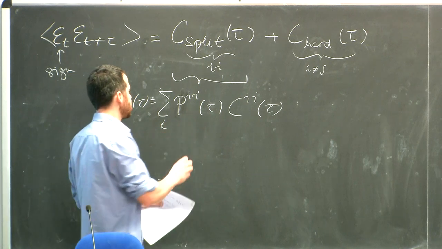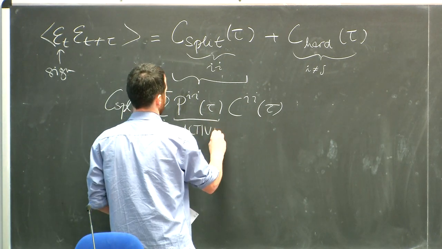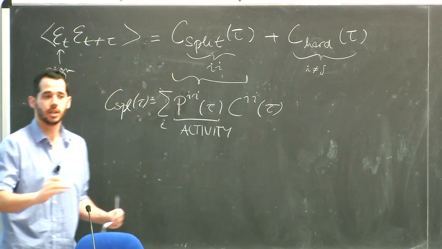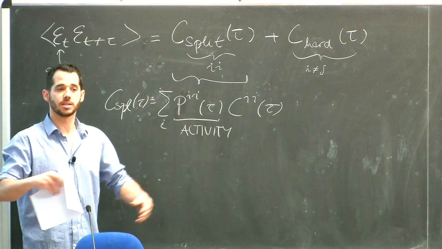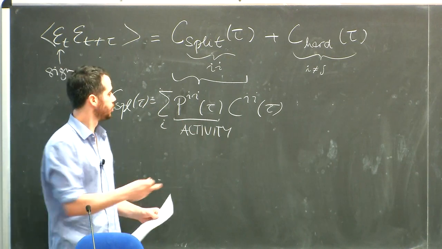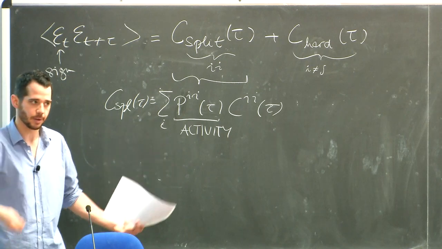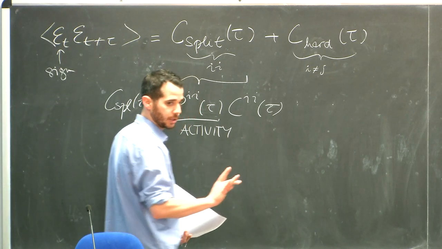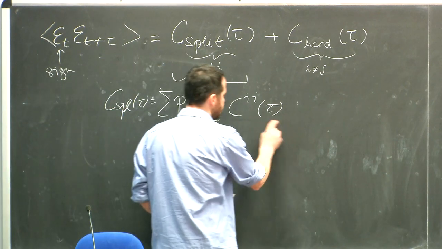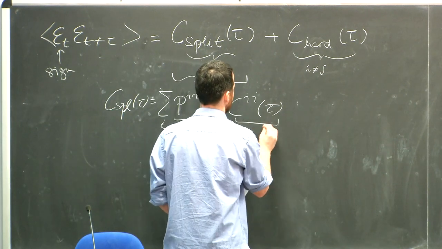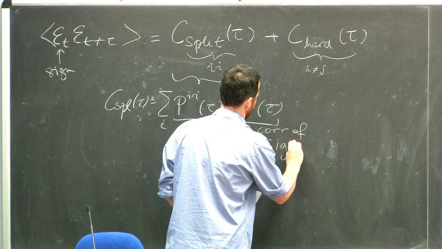But there is a term which is the activity. Here we have II: how often does the same trader trade two times apart? How often does this happen, divided by the number of points, let's say? So it's a probability of being active tau times later, and the actual correlation of the signs. Okay?